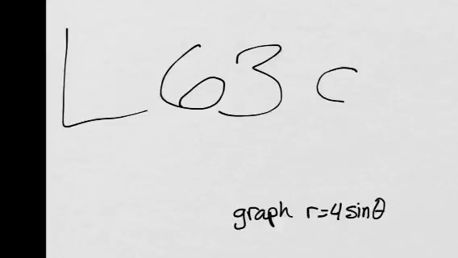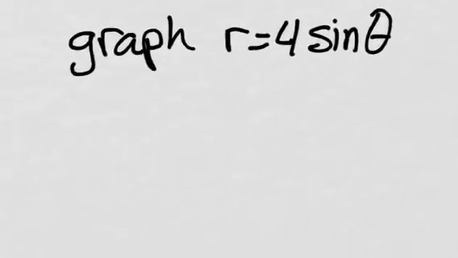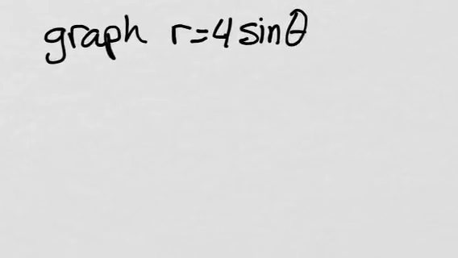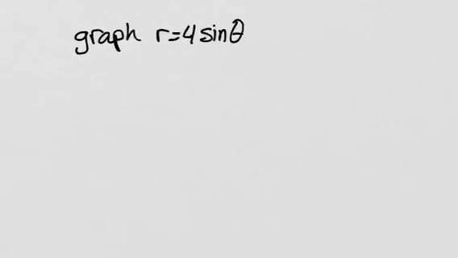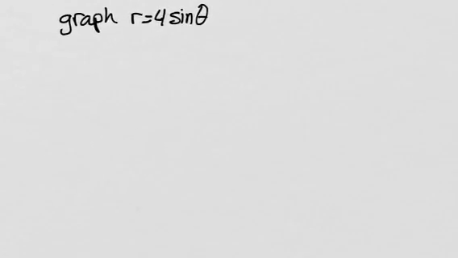Alright, so last one. We're going to do lesson 63, problem C. The question says graph r equals 4 sine theta. Now, we can do this in 2 seconds by saying that what I want you to be able to do is get a graphing utility, type in the function, observe what the graph looks like, make some changes, change it to a 3, a 2.